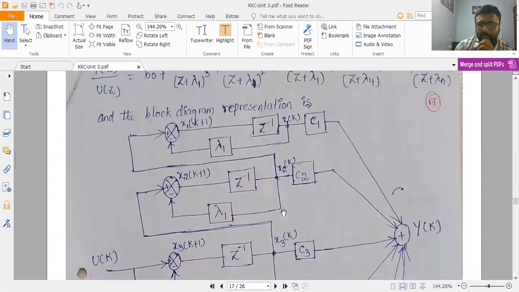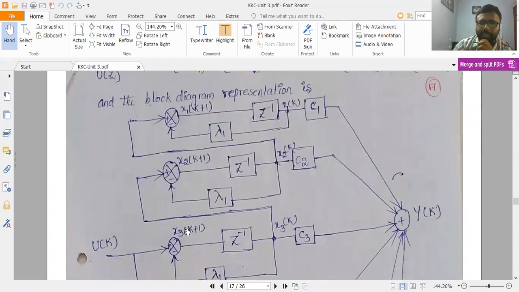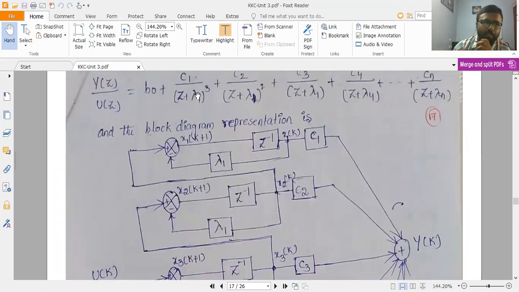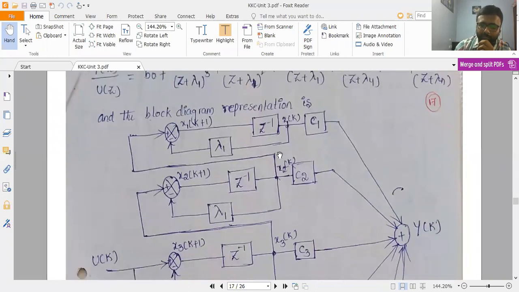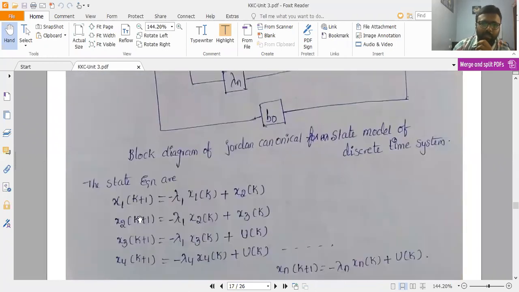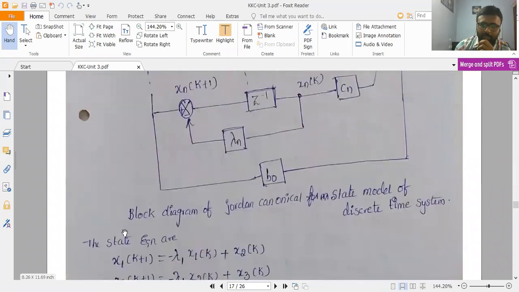Therefore, try to observe this one. Three particular cascaded positions are going to be connected. Why? Because three repeated poles are going to be happening. Here, x1 of k plus 1 is going to be represented as x2 of k plus x1 of k into lambda 1, so a negative term is going to be there. Therefore, x1 of k plus 1 is equal to x2 of k minus lambda 1 into x1 of k. So we have written this one: x1 of k plus 1 is equal to minus lambda 1 into x1 of k plus x2 of k, and x2 of k plus 1 is, similarly, this one.